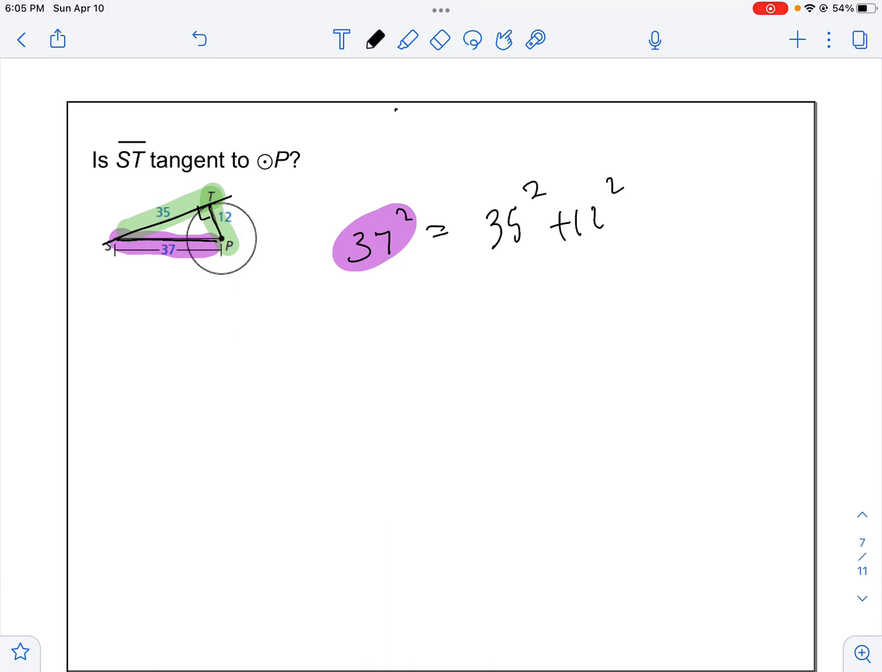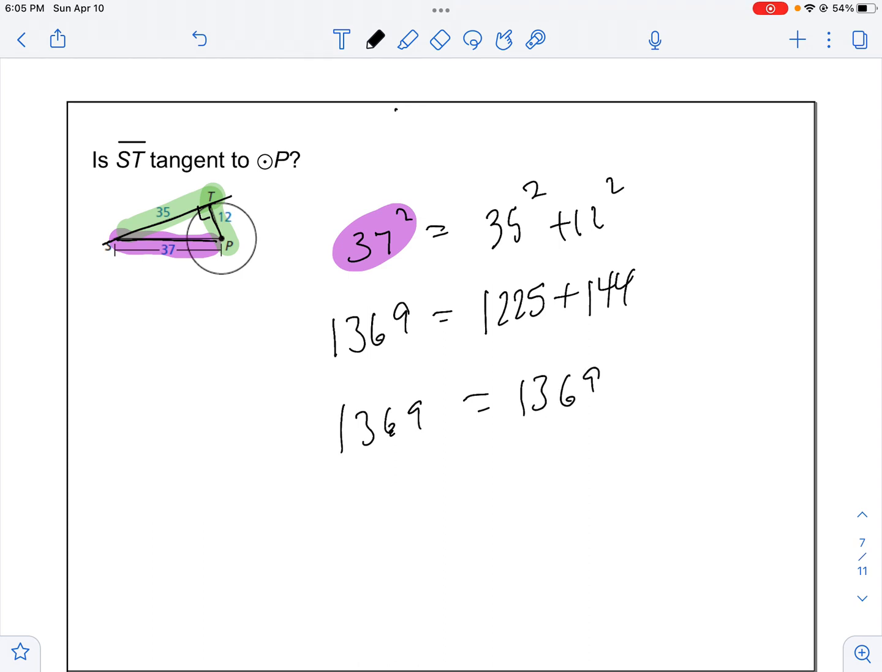So let's simplify a little bit. 37 squared is 1,369. Nice. 35 times 35 is 1,225. And 12 squared is 144. All right, 1,225 plus 144 is 1,369. Nice. So you know what that tells me?